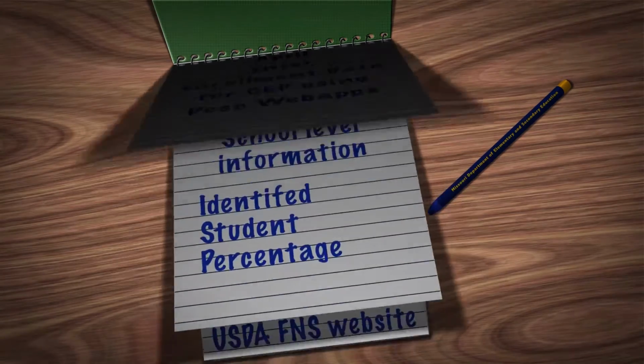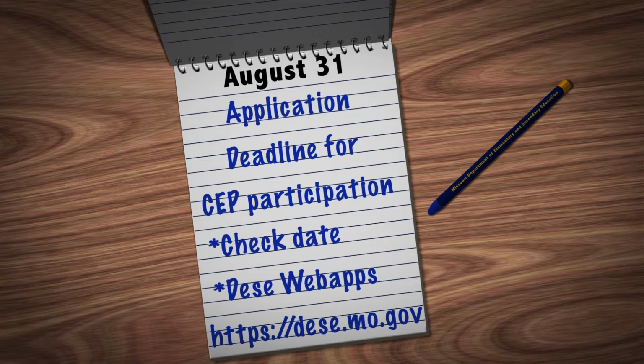The deadline for application to participate has been extended to August 31st, 2016. Please check this date each year. It is subject to change. Complete the required information using DESE web apps. Instructions can be found on the DESE website under Community Eligible Provision. Anybody who is interested in doing this should make sure they use the tools on our website to financially make sure that this is going to work for them.